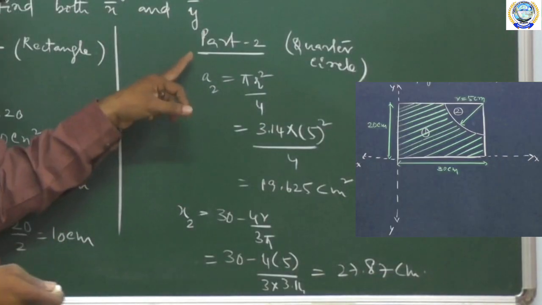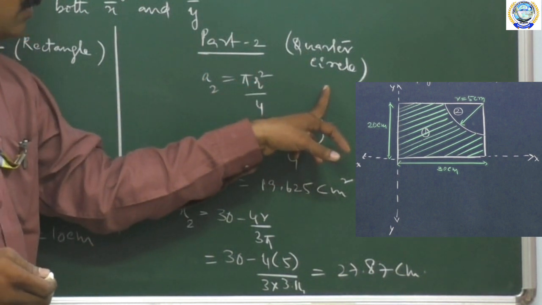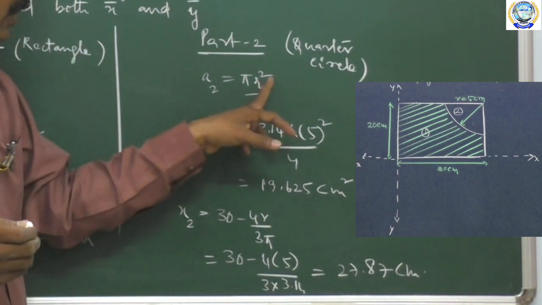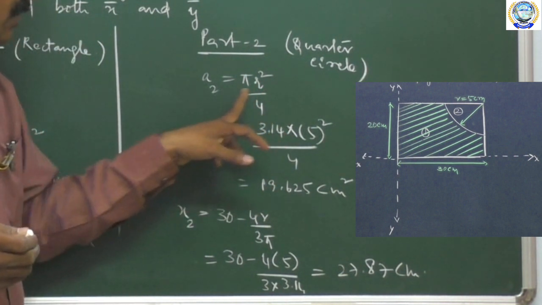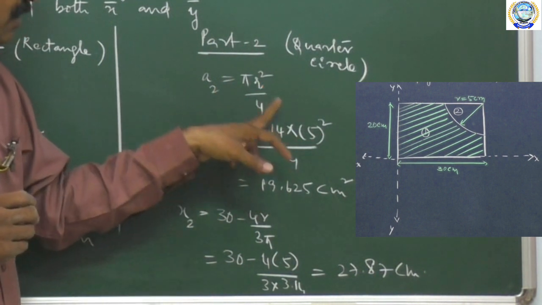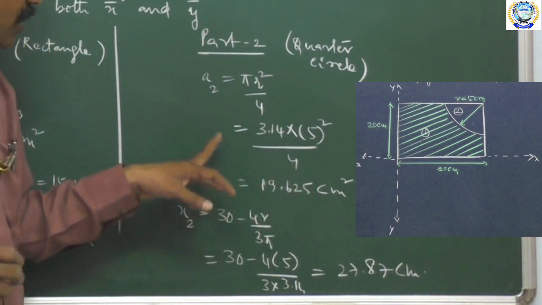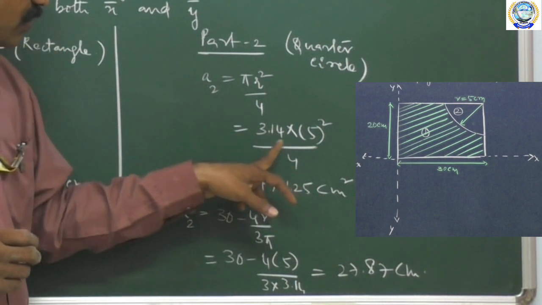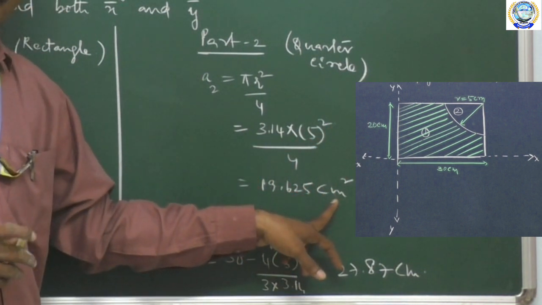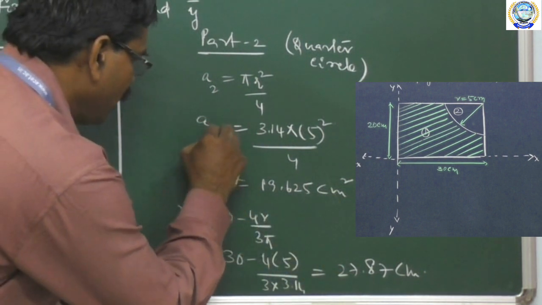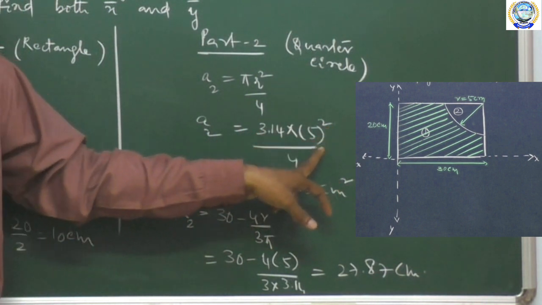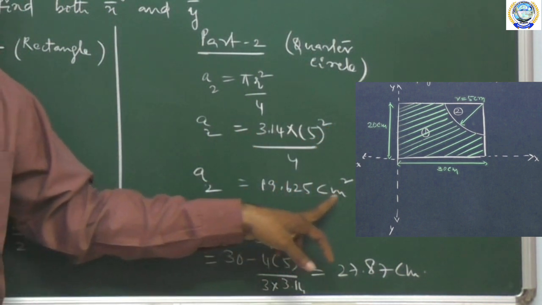Okay, similarly, come to part 2, that is the quarter circle. We have a standard formula to find the area of a quarter circle, that A2 is equal to pi r square by 4. In this formula, r represents the radius of the quarter circle. The value of r is 5 centimeters from the diagram. Therefore, A2 is equal to 3.14 into 5 whole square by 4, that is equal to 19.625 centimeters square. So this is A2 here.